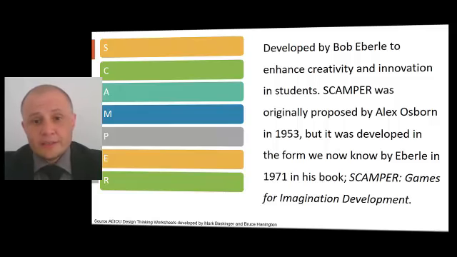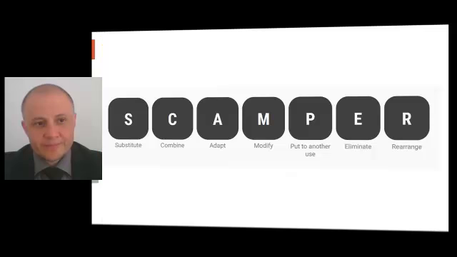Scamper was developed in the 70s, even though the original idea comes from Alex Osborne. And even though it was developed a while ago, now it's having a second wind coming back because it's a very useful way of sparking creativity and therefore innovation. As it is common in these frameworks, Scamper is an acronym. And it stands for substitute, combine, adapt, modify, put to another use, eliminate, and rearrange.